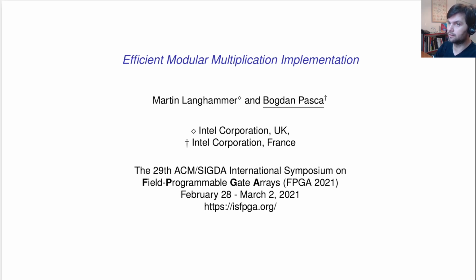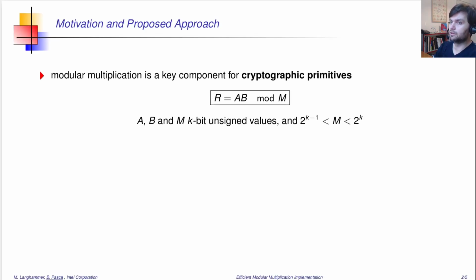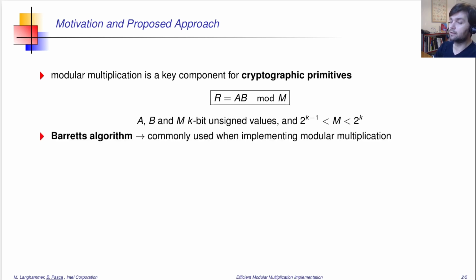So let's get started. Modular multiplication is a key primitive used in cryptographic systems such as RSA. It is defined as the reduction of the unsigned product AB by the modulo M as shown here. A, B, and M are k bits wide, are unsigned, and for security purposes the most significant bit of M is 1. There are two main classes of algorithms for performing this operation. The first is due to Montgomery and the other is due to Barrett.